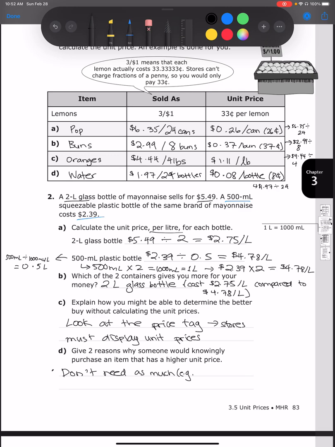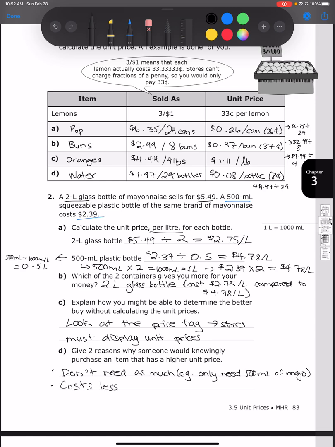For example, you may only need 500 mils of mayo. Another reason, and it's kind of related to the first one, is that the 500 milliliter bottle is overall cheaper than the 2-liter glass bottle. It's $2.39 compared to the $5.49. So sometimes we might overlook the unit price and just look at the overall price and be like, okay, the overall price is cheaper, so I might as well just get that.